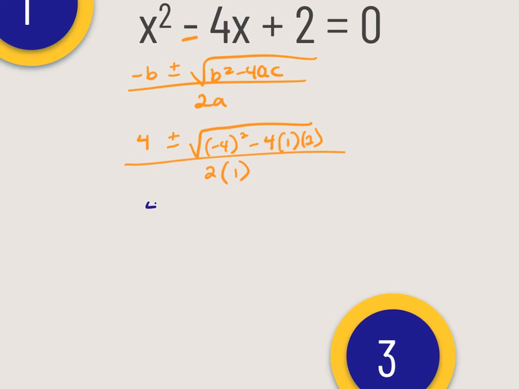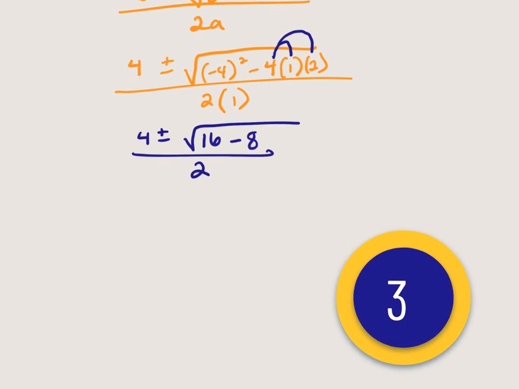So I get 4 plus and minus the square root of, take care of the exponent, negative 4 times negative 4 is 16. And then negative 4 times 1 is negative 4, times 2 means minus 8, all over 2 times 1, which is 2. You with me so far?